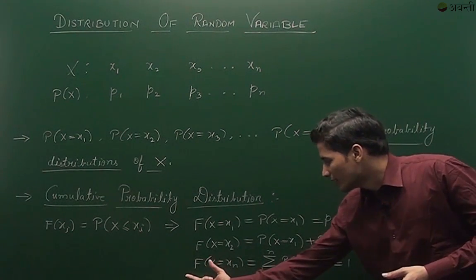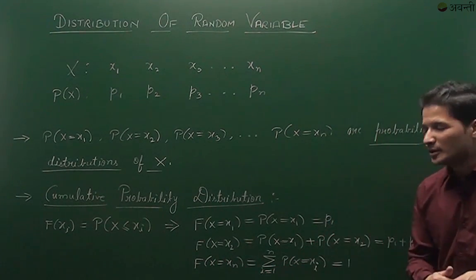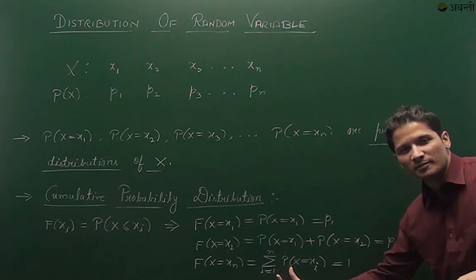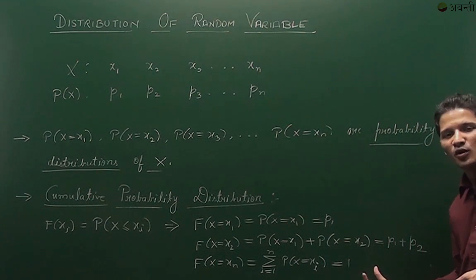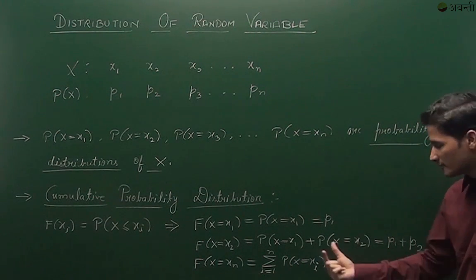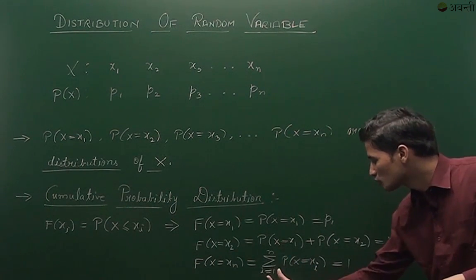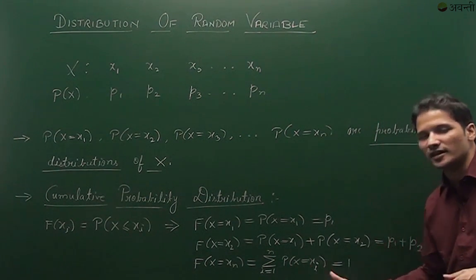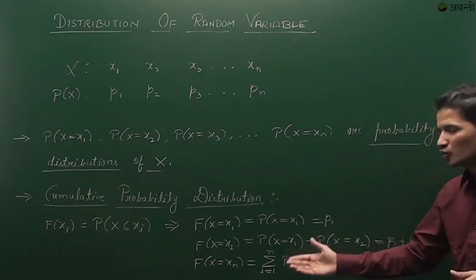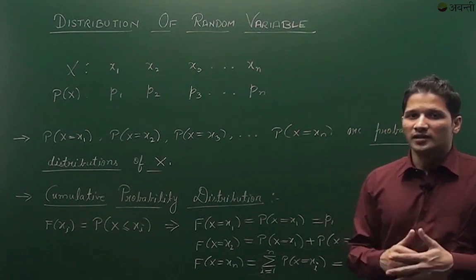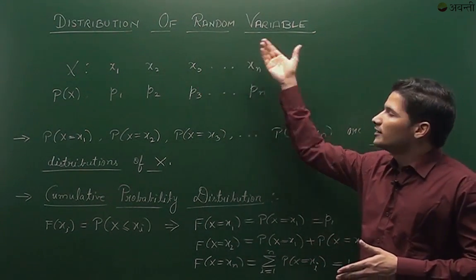Similarly, you can find f of xn, and that will be p1 plus p2 plus p3 and so on till pn. We can write it in sigma notation, that is the sum from i equals 1 to n of p of x equals xi, and this will always equal 1. So these are the cases of distribution of a random variable.